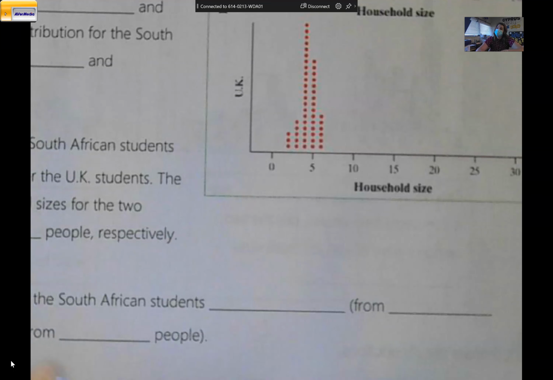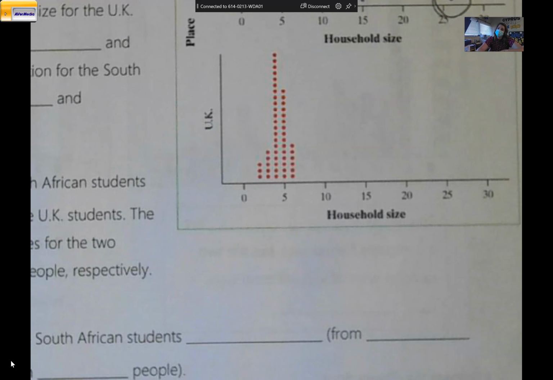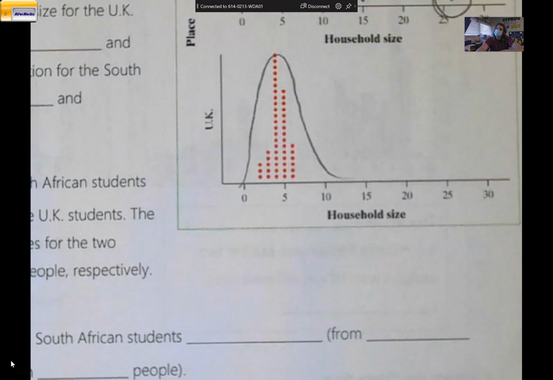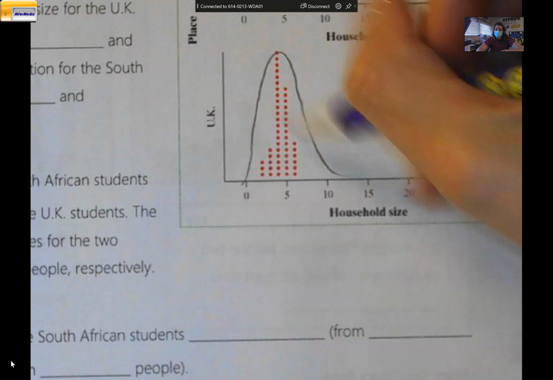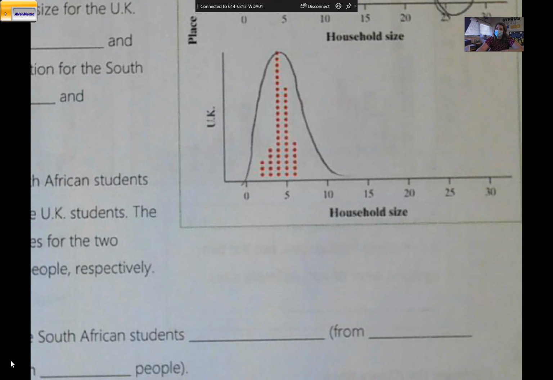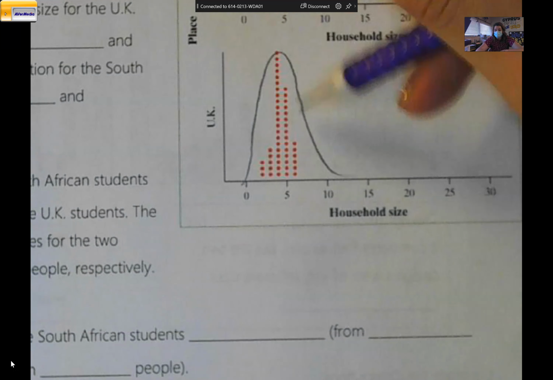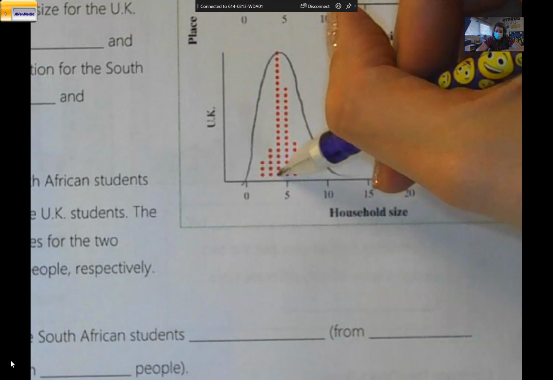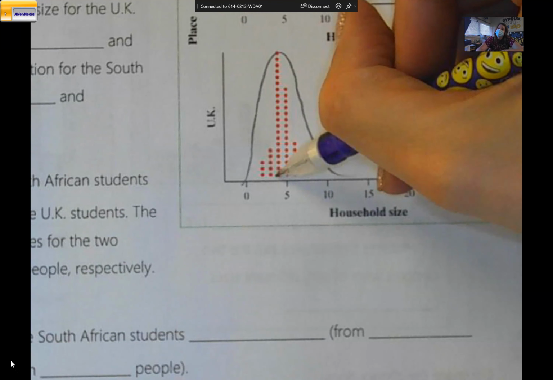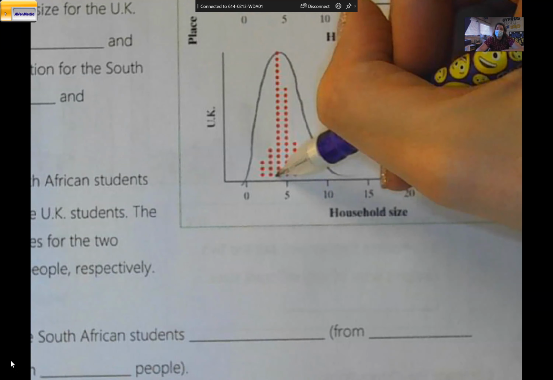Okay, the United Kingdom. What are you guys thinking on this one? I personally think he's roughly symmetric. I don't think you have much of a stair on either side. So I'm thinking that in the UK, the shape of the distribution is roughly symmetric. Most of the students had a household with 4 people living in it. So that's probably like mom and dad and 2 kids.